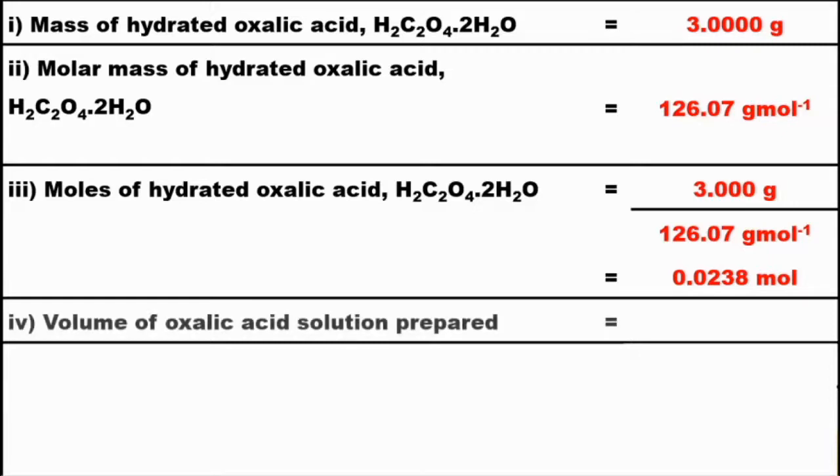Right, next, the volume of oxalic acid solution prepared. How many milliliters, guys? We were using how many ml of volumetric flask? Yes, 250 milliliters. So the volume of oxalic acid solution prepared in this experiment is 0.250 liters or 250 milliliters.